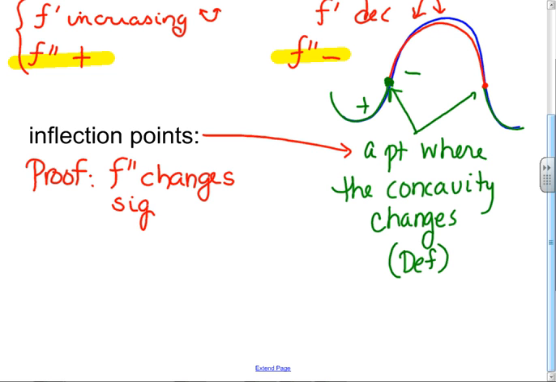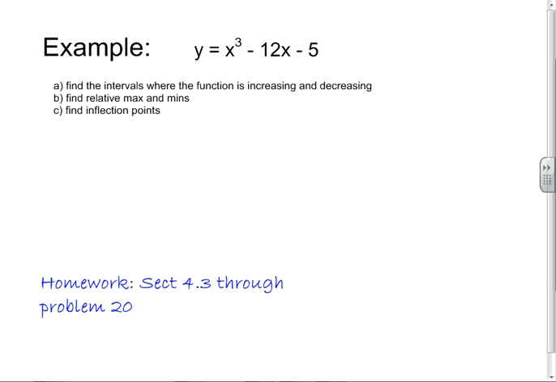So we got a couple problems to work. And really, that's all there is in section 4.3, plus the second derivative test, but we'll do that tomorrow. I'll save something for tomorrow. So I have an example here. And the question in the book, I don't remember what the questions are. Find the intervals where the function is increasing, decreasing, find relative max and mins, find inflection points. I should have said, find concavity. Well, you will find the concavity.